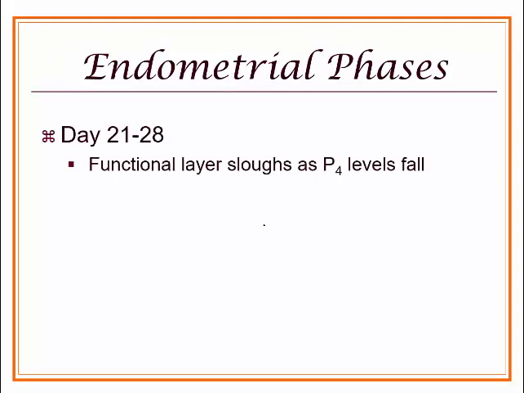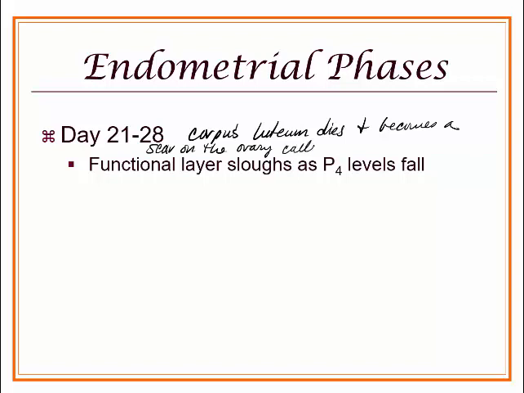Okay, now, halfway through the secretory phase, the corpus luteum dies and becomes a scar on the ovary called the corpus albicans, which means the white body, which is a scar. That will happen if there's no implanted embryo secreting human chorionic gonadotropin.